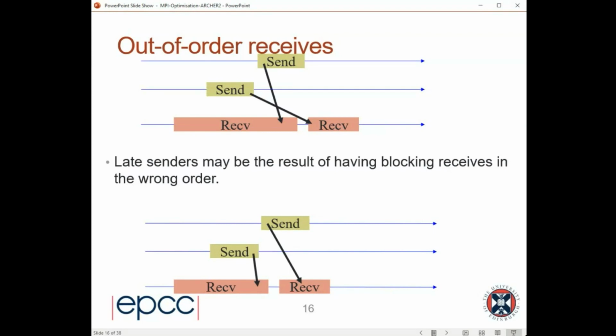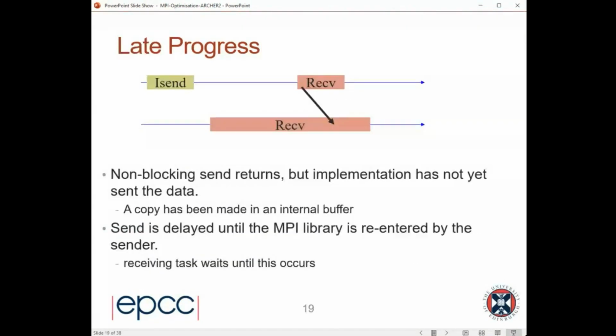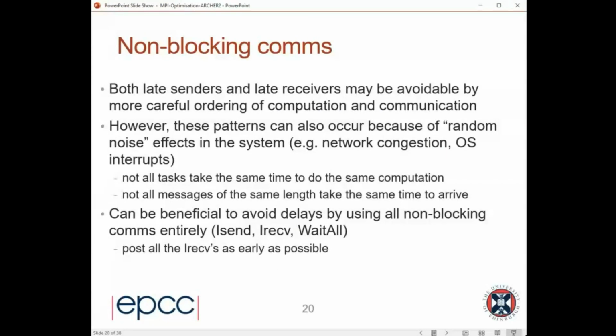So I think the most elegant way to program, and the way that's most tolerant to random noise causing load imbalance, is to program with all non-blocking communications. That's lots of I sends and I receives. Use a single wait all to complete it, and if you can, think about how to post all the I receives as early as possible. That can be quite challenging to do, but if there was one take home message, it's this.